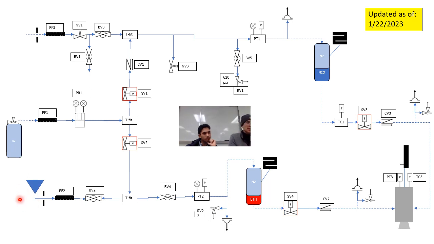We're filling the ethanol next because it's easier to fill. It's less likely to leak because it's not pressurized when we're trying to fill it. So we fill ethanol before nitrous oxide.